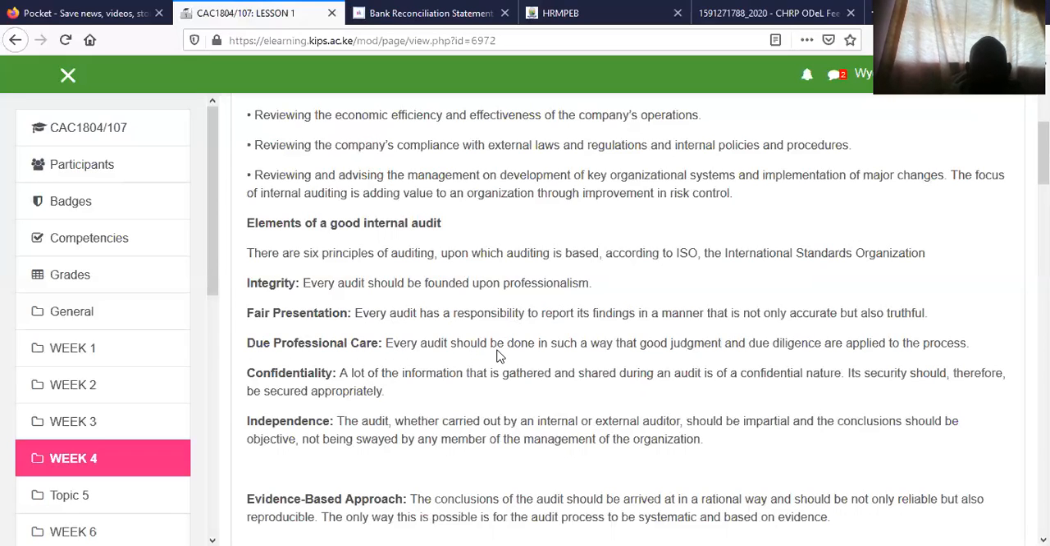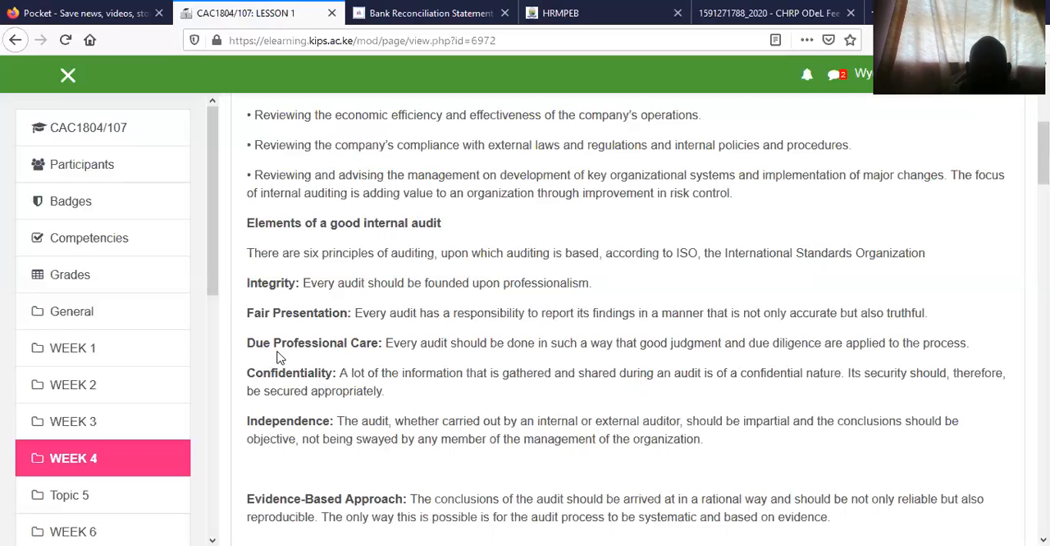Number three is the element of due professional care. Here, every audit should be done in such a way that good judgment and due diligence are applied to the process. Make sure that all the information that needs to be reviewed is reviewed so that the element of due professional care is upheld.